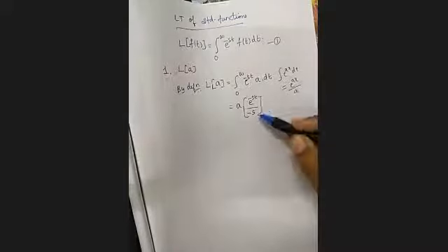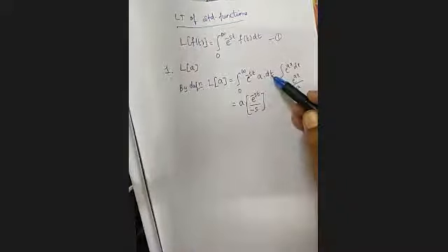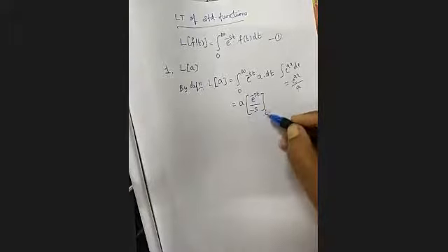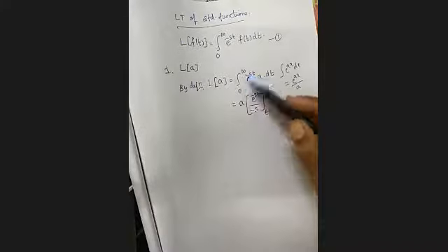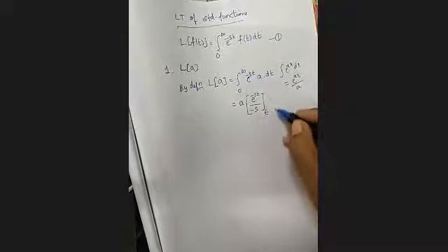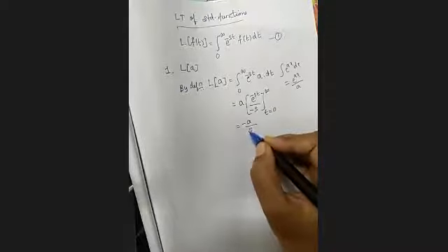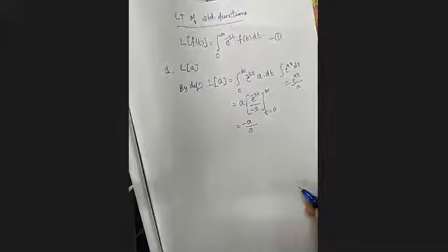The integration of e raised to ax is e raised to ax divided by a. Same concept we have applied. It is with respect to t, so we have to write the coefficient of t, that is minus s, in the denominator, where t varies from 0 to infinity. Okay. So here, what is s now? In Laplace, s we have to treat as a constant. So I'll take this minus s out, giving minus A divided by s.